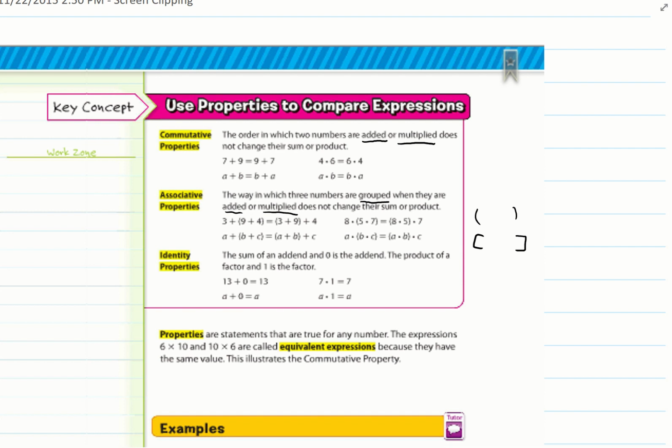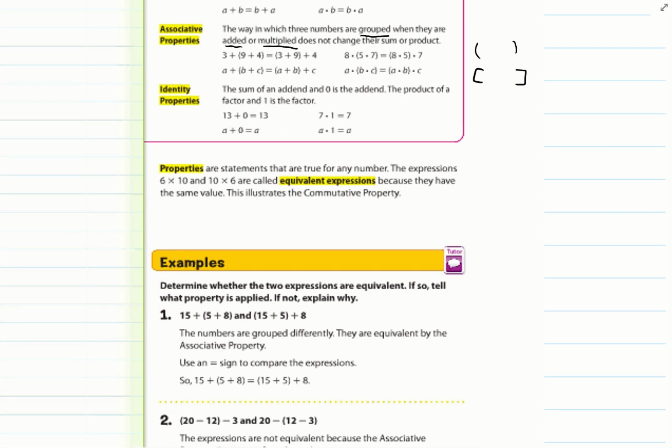Identity, the sum of an addend and 0 is the addend. So when we're adding, if you're adding anything by 0, that's the identity property. And for multiplication, the product of a factor and 1 is the factor. So whenever we multiply anything by 1, we're going to be using the identity property. Just know that for subtraction and division, those answers will be different. So they will not be equivalent.